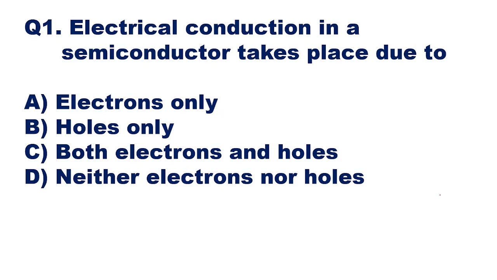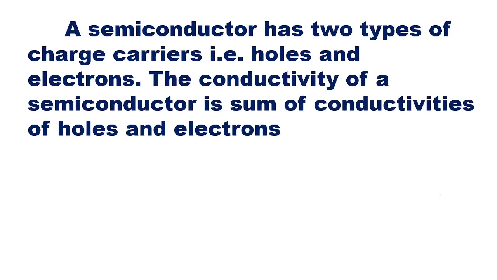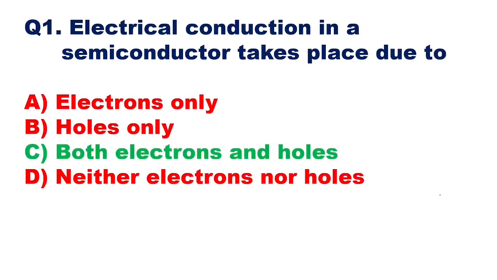These are the carriers which carry electric current from one point to another. So it is both electrons and holes which are used for electrical conduction in a semiconductor. A semiconductor has two types of charge carriers, that is holes and electrons. The conductivity of a semiconductor is the sum of conductivities of holes and electrons. So option C, both holes and electrons, is the correct answer. Then we'll go to the next question.